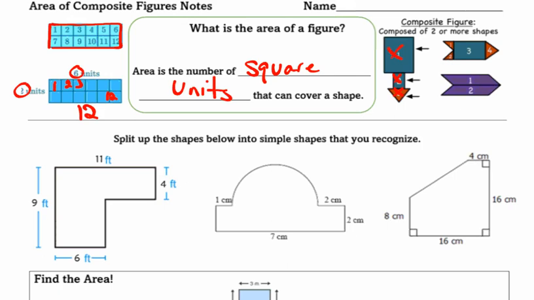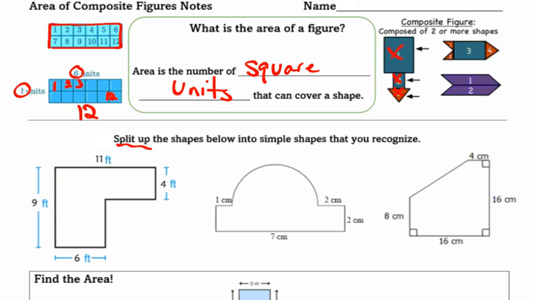We're going to need to break these shapes down, so the first thing we want to do is split these shapes up into simple shapes that we recognize or simple shapes that are really on our formula sheet. So we are going to rely heavily on the formula sheet for this part. You can split shapes up in multiple ways.